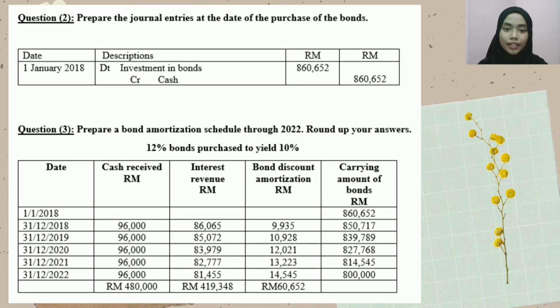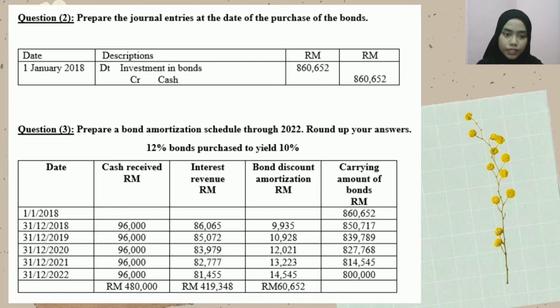Okay, the next question is question 2. Prepare the journal entry at the date of the purchase of the bond. The date of purchase of the bond is 1st January 2018. So debit investment in bond 860,652 ringgit Malaysia and credit cash 860,652.